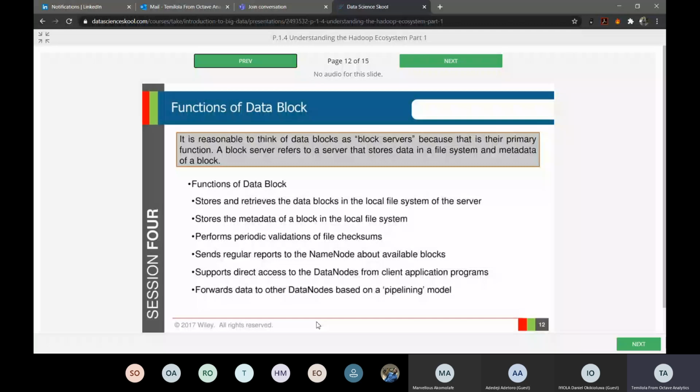Then it supports direct access from different client operations, meaning you can access the HDFS distributed system through different client applications, just like your Sqoop, your Zookeeper, your Flume, and your Oozie. Then it forwards data to other data nodes based on a pipeline model, and that's based on instructions provided by the name node administrator.